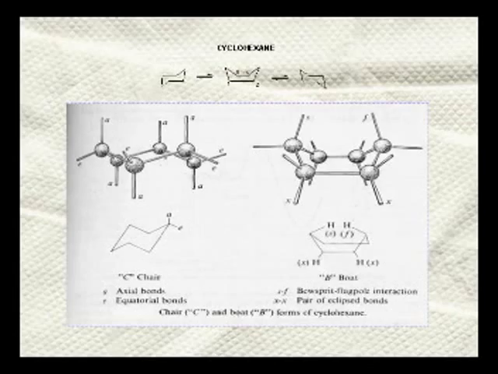Then, if we go to the twist boat, it is somewhat less energetic than the boat conformation, because in the twist boat form there is no such strain. Due to that, the molecule gets somewhat less energy. By using this energy concept, here also we can draw the curve of potential energy difference versus reaction coordinate. Here, the values are given in the table column.